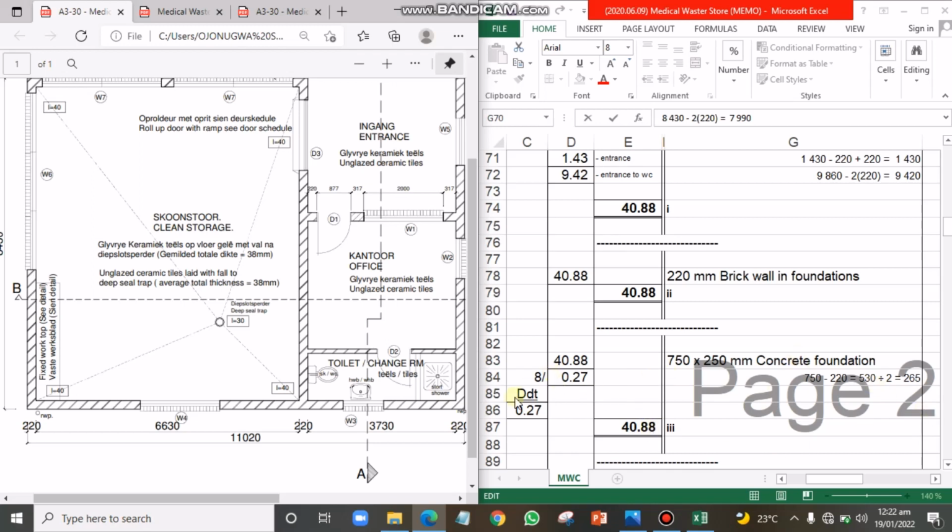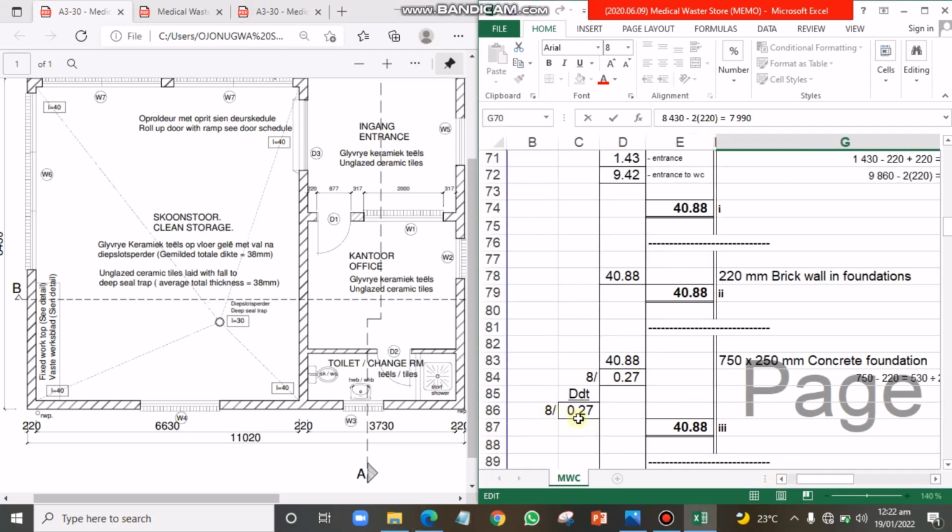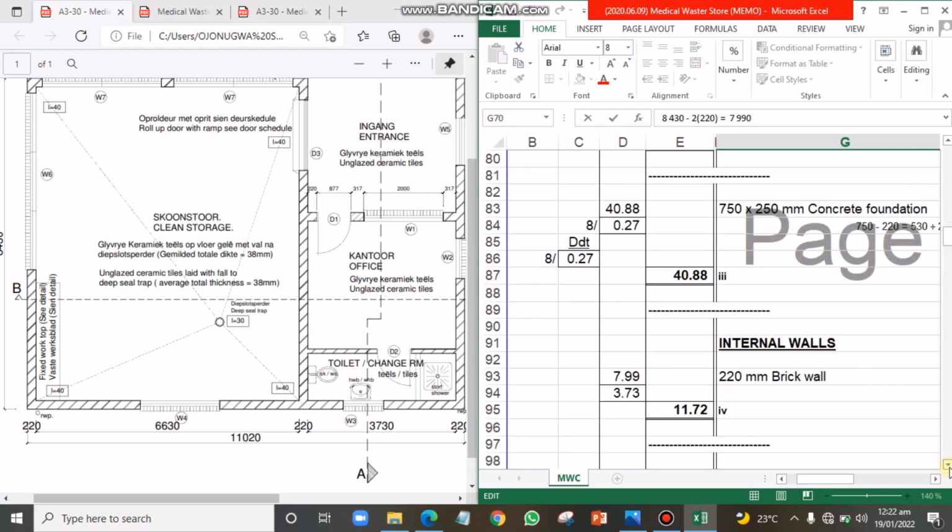So take note that this is not necessary, but for the purpose of exam and as students, you can just bring this in. That is, if you are a student of this university, make sure you remember to bring this in and also write out the deduct as well. But remember that 8 by 0.27 is going to cancel out this other 8 by 0.27. So that is that for the external wall.